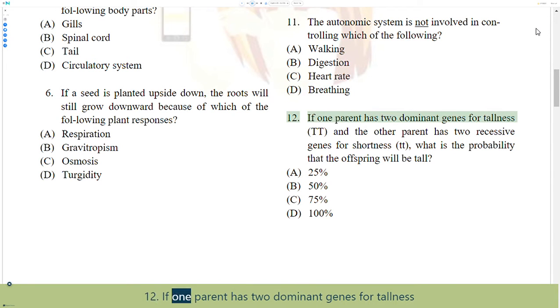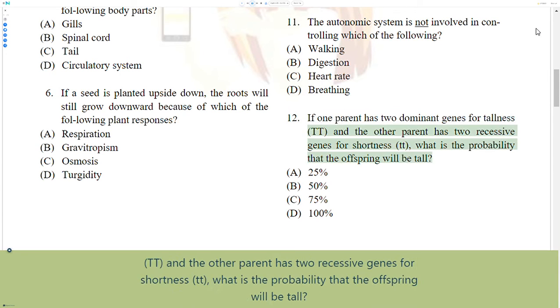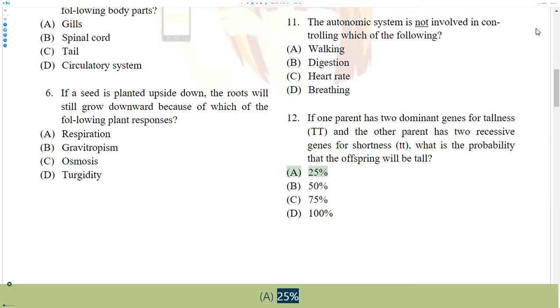12. If one parent has 2 dominant genes for tallness, TT, and the other parent has 2 recessive genes for shortness, tt, what is the probability that the offspring will be tall? A. 25%. B. 50%. C. 75%. D. 100%.